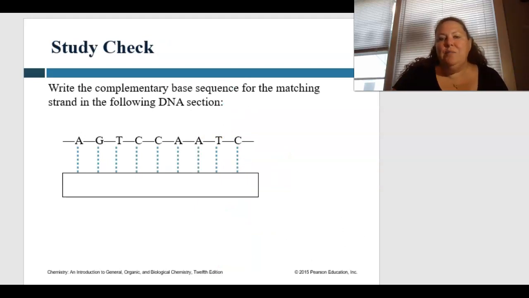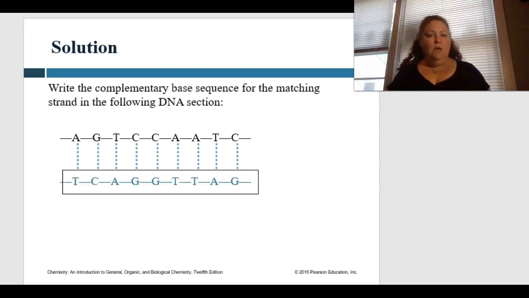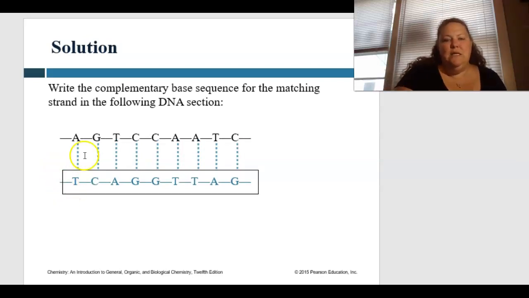Write the complementary base pair sequence for the matching strand in the DNA section here. Pause me and come back. So A binds with T, G to C, T to A, C to G, C to G, A to T, A to T, T to A, and C to G. Great job, you guys.